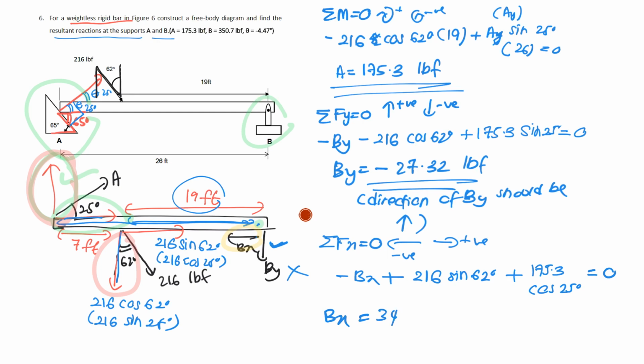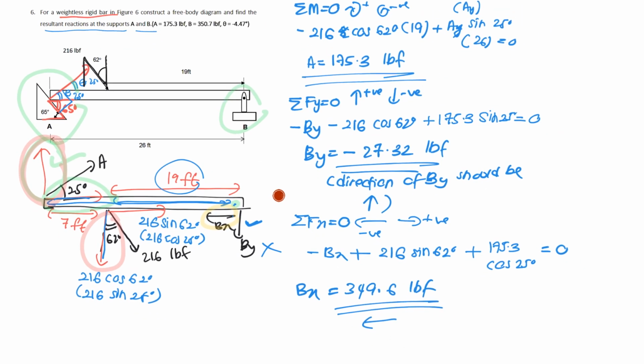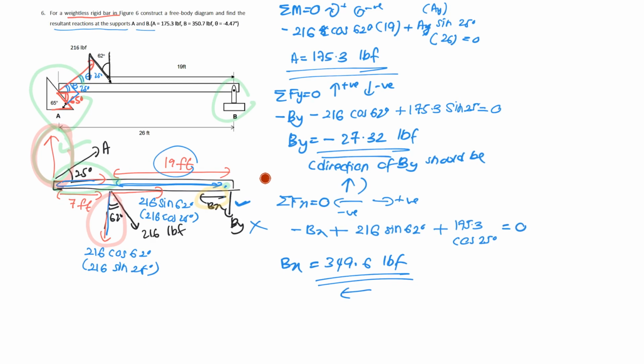Okay, my answer is positive. I get 349.6 lbf. What does it mean by positive? Which means that my answer is correct. The direction for the Bx to balance out all the x component is to the left, which is correct. Positive means correct, negative means wrong. Okay, so this is the next part. Because the question asks you to find the resultant reaction, so means that you need to find the magnitude and direction, which means that you need to find the tangent theta and also the Bx square plus By square, square root everything. Okay, so find the magnitude first.